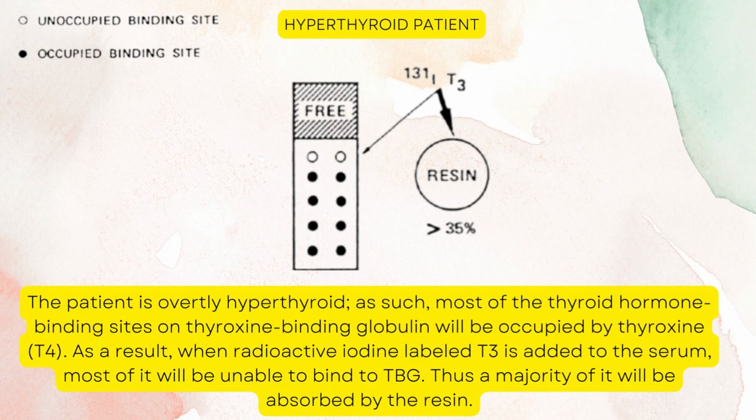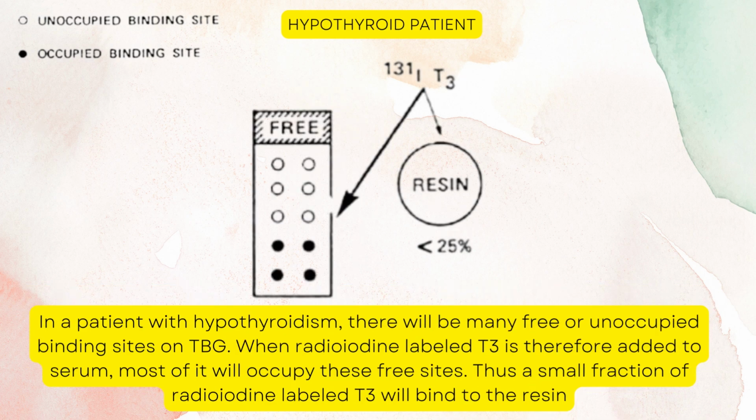In a patient with hypothyroidism, there will be mainly free or unoccupied binding sites on thyroxine-binding globulin. When radioiodine-labeled T3 is therefore added to the serum, most of it will occupy these free sites. Thus, a small fraction of radioiodine-labeled T3 will bind to the resin. The estimated T3 resin uptake value will typically be less than 25%.